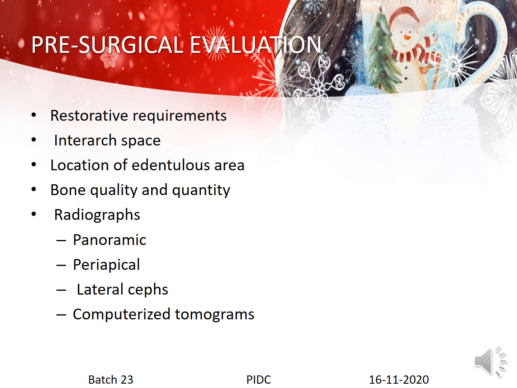Now coming on to the pre-surgical evaluation. Before going into the placement of the implant, see to it that there is proper inter-arch space, the restorative requirements are met, the location of the edentulous area is good, and how the bone quality and quantity is, whether it is good or bad, whether it is little or more, and check all this with the help of radiographs. Take panoramic radiographs, periapical radiographs, lateral cephs, and of late the recent one is the CBCT or cone beam computerized tomography that is coming into play. We'll be seeing one picture of this in the later slides.